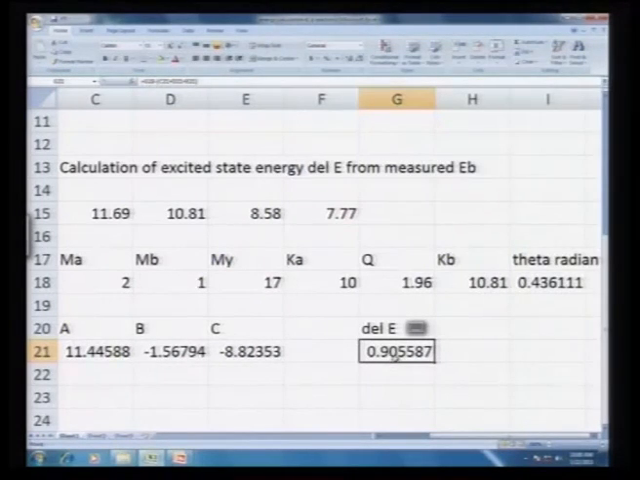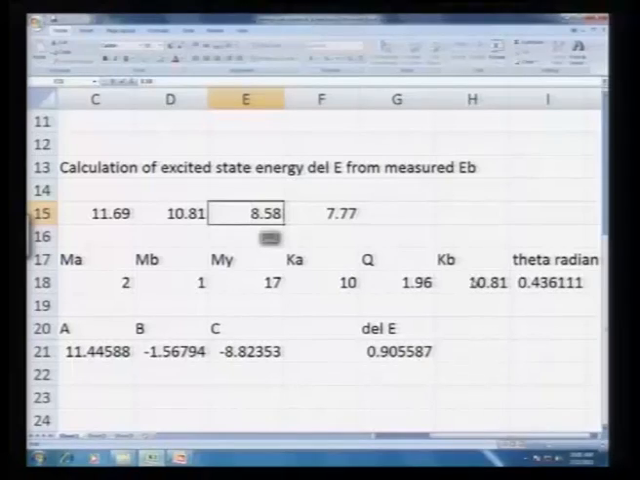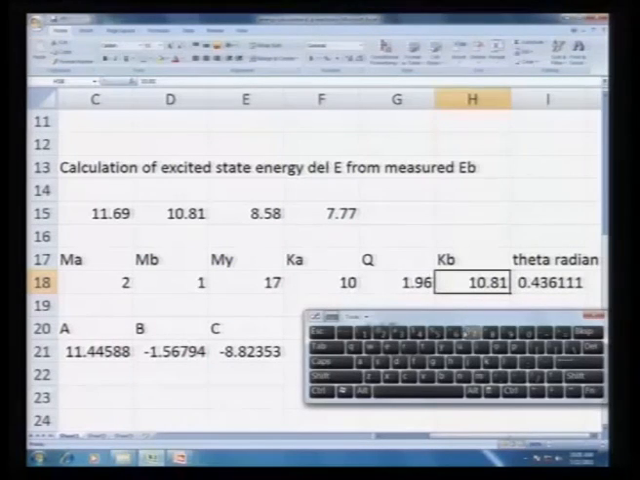The next lower kinetic energy that one observes is approximately 8.58 MeV, and corresponding to this energy you can again calculate the energy of that 17 oxygen above ground state. So, what I have to do? I have to write here 8.58 in place of this kinetic energy of B particle. So, I can do that, 8.58, and enter.